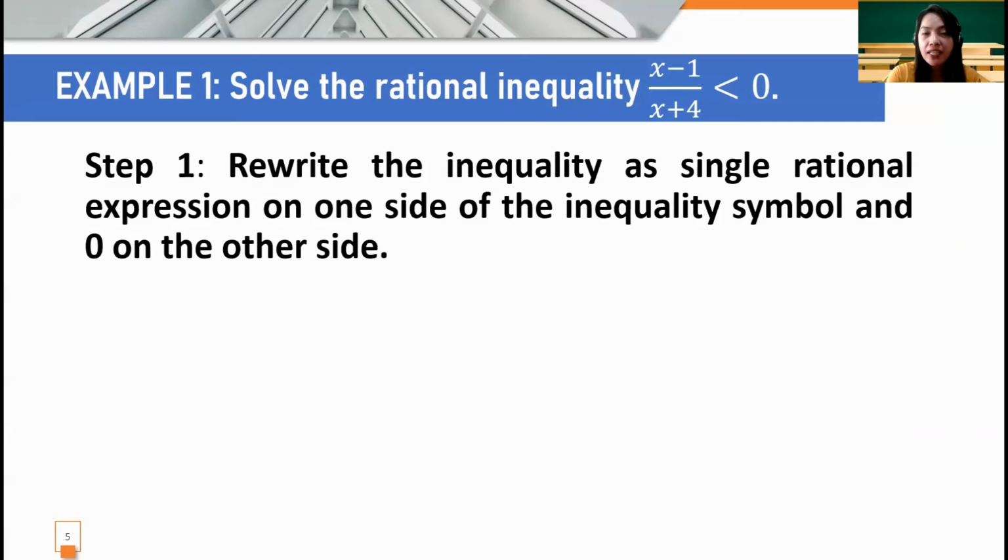We're going to rewrite the inequality as a single rational expression on one side of the inequality symbol and 0 on the other side. Ibig sabihin, given the rational inequality, you're going to make the left side of the inequality a single term, and the right side a requirement equal to 0. Since in the given, we already have a single term on the left side and 0 on the right side, we're done with step number 1.